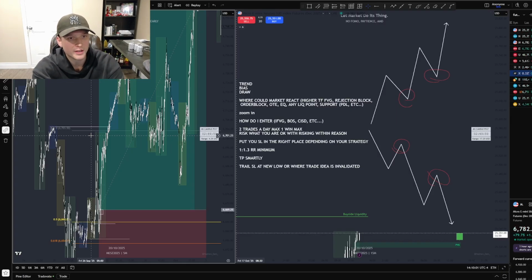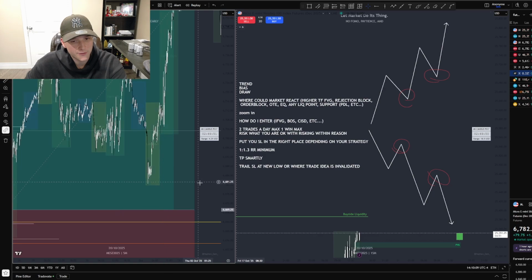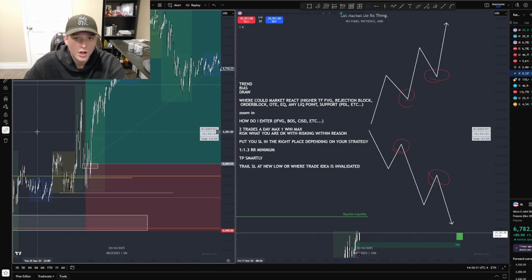Okay, 15-minute trend. Okay, everything's lining up. My trend is bullish on the 15. It's also bullish on the higher time frame. Everything's looking good. Work with the market react. Okay, there's a 15-minute fair value gap here, 5 minute fair value gap, 1 minute inversion. Enter on that, and then from there you can target even higher.